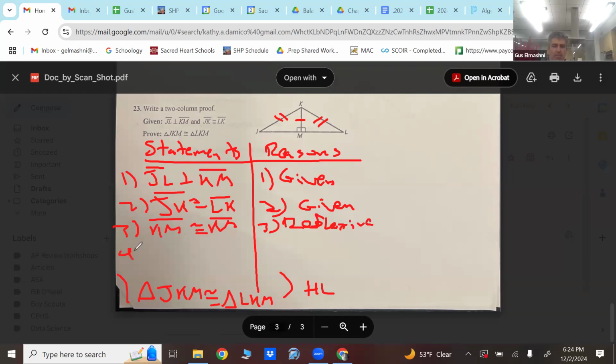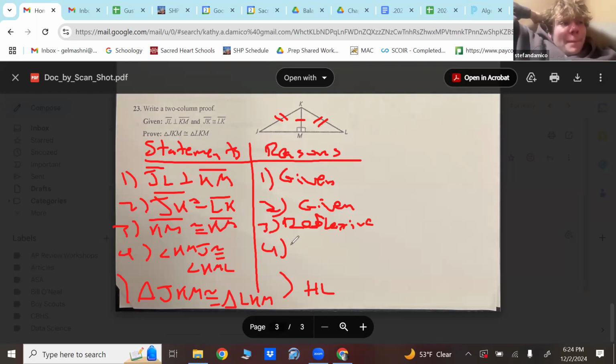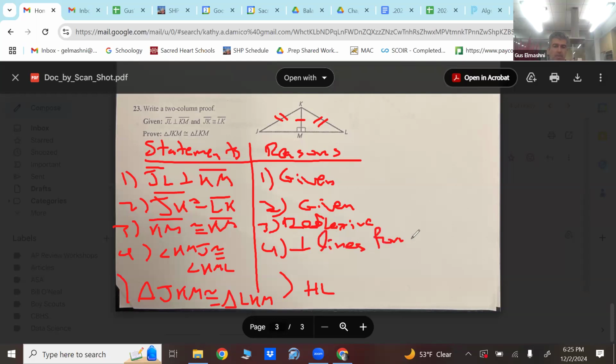And then the angles, angle KMJ and angle KML, you have to be very explicit here. You have to really be detail oriented. That's because they're both right angles. You actually should technically say they're right angles and then say they're equal, but I'll just say perpendicular lines form congruent angles. Or definition of right angle, congruent. Actually, to be more technical, I probably should say this.